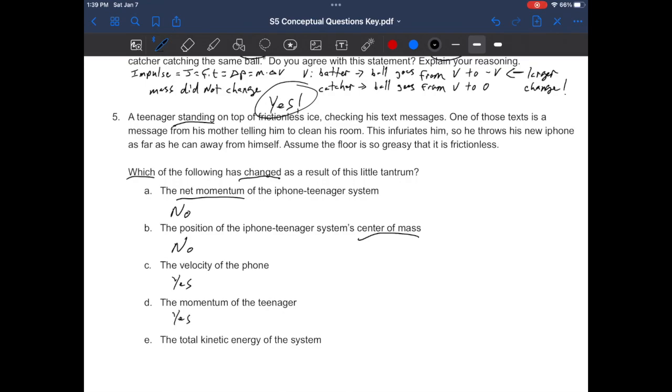The velocity of the iPhone, yes. It was standing still, not moving in his hand, and then it was moving, so the velocity of the iPhone did change. The momentum of the teenager, yeah. When he threw the iPhone with a positive momentum, he slid back with a negative momentum, so his momentum changed. And then the kinetic energy of the system wasn't moving, and now it is. Kinetic energy is only positive, so there was an increase in kinetic energy from nothing to something.